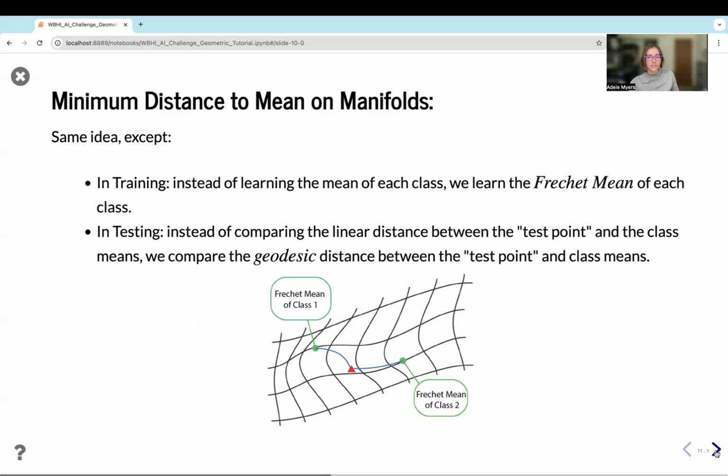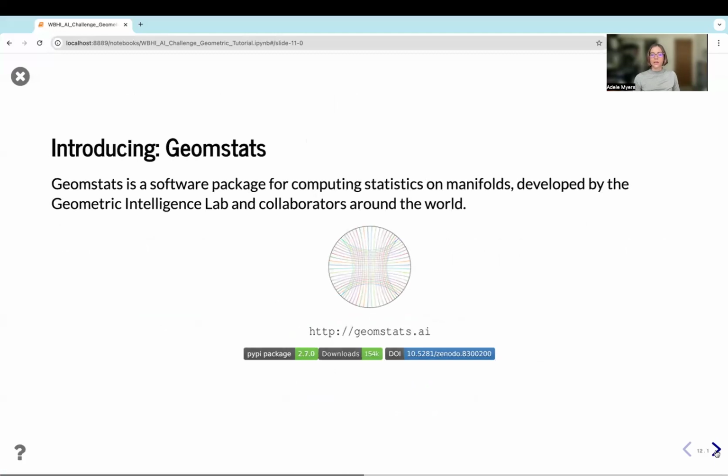Because connectomes, recall, we're going to represent them as points on the SPD manifold, we're going to use minimum distance to mean on manifolds to classify connectomes. I mentioned Geomstats earlier. Geomstats is a software package for computing statistics on manifolds developed by the Geometric Intelligence Lab and our collaborators around the world. We're going to use Geomstats in our tutorial because it gives us all of the tools that we need to do what we want to do.